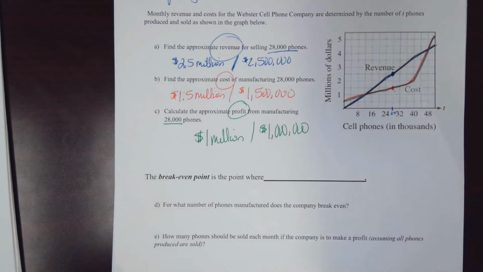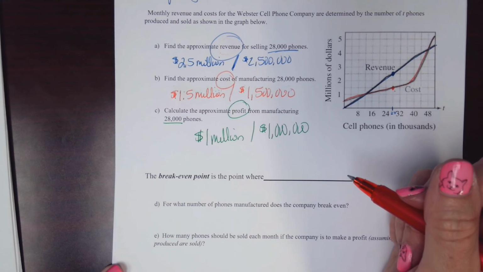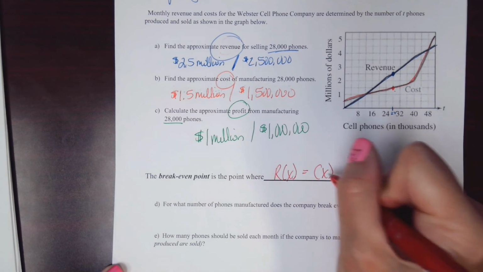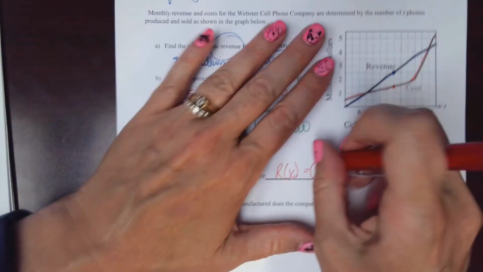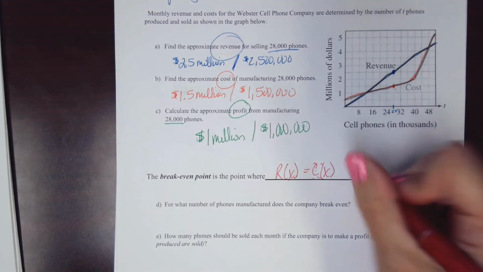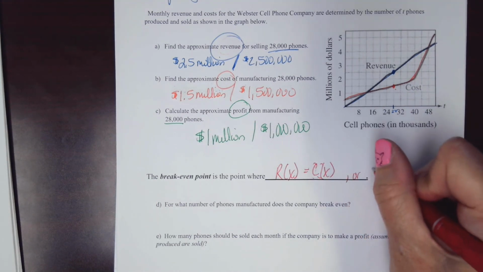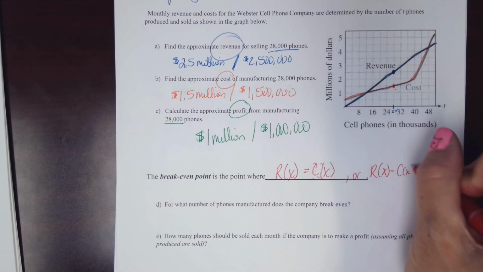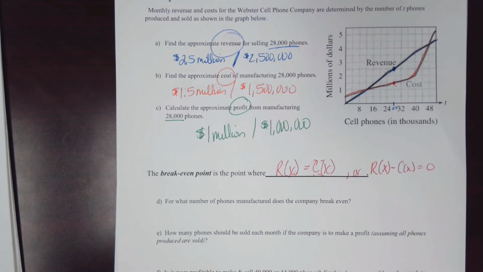The break-even point, however, is where I literally break even. I have brought in as much as I've spent. So my revenues are equal to my costs. Or I could say that revenue minus cost is 0. I can think about that either way.